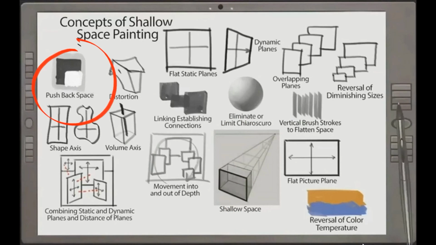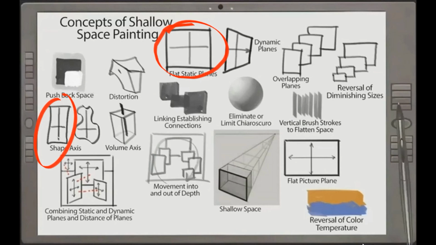Then there's also this concept, pushback space. You have shapes in the foreground that are light in tone, and then in back of them you have planes that are dark in tone, something like what you see there. And then the planes, which I already pointed out over here, they have an axis to them. As you can see there, they have height and width, so vertical and horizontal axis. And some of these planes can be distorted, like what you see there. So you end up with a more irregular shape, like that.